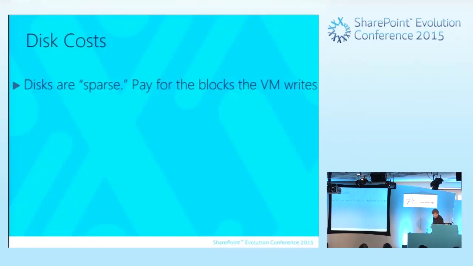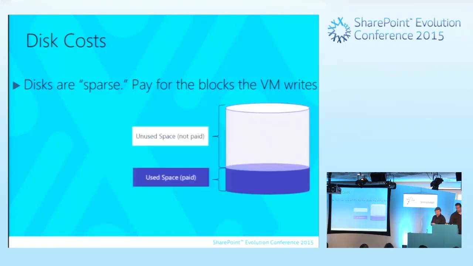A few interesting things. Interesting things about disks, they are what we call sparse. So again, we're talking about the base infrastructure here. If I build a VM and I put a 127 gig disk on there, but I only use 10 gig of it, I'm only paying for 10 gig of it. Right? We don't charge you for all of that space, even though we do allocate it. So they're sparse.